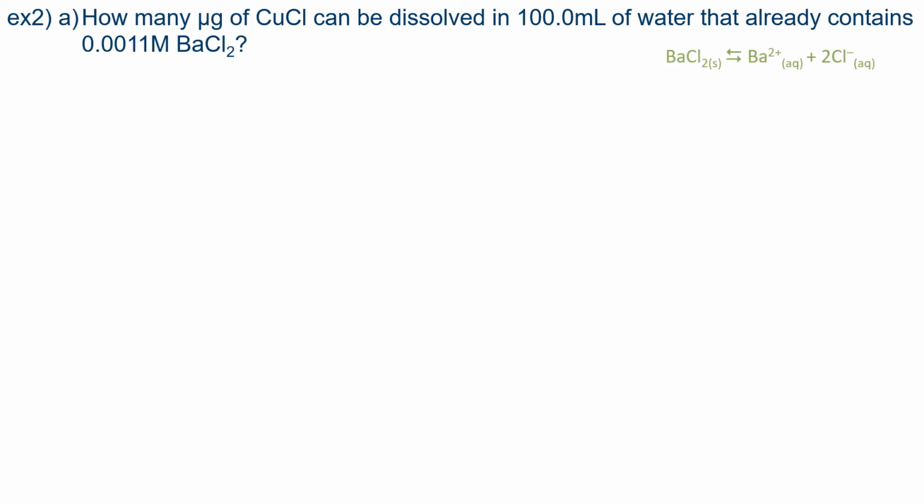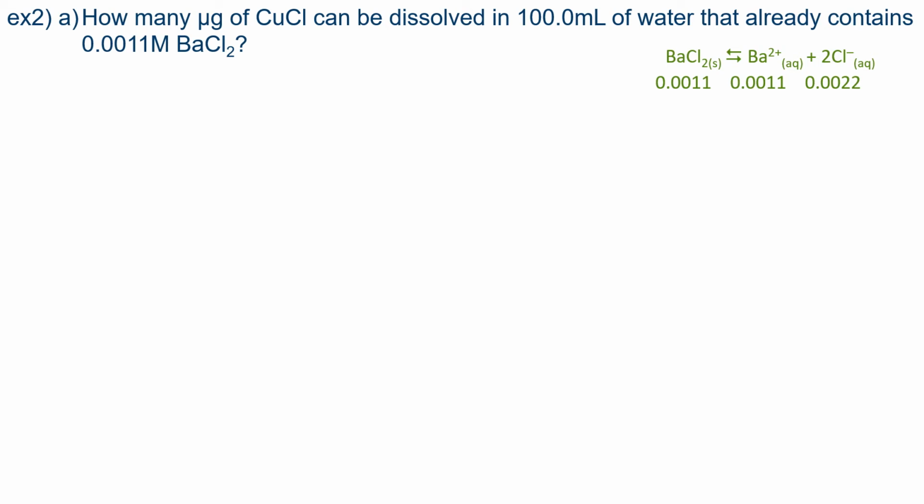They will have to be taken into account when we do our calculations. So before we begin, we had BaCl2, barium chloride, already in solution. And we're told that the concentration of the barium chloride is 0.0011. Which means before we started, there was a barium ion concentration of 0.0011. And before we added any copper 1 chloride, there was already a concentration of 0.0022 molar chloride ions floating in solution.